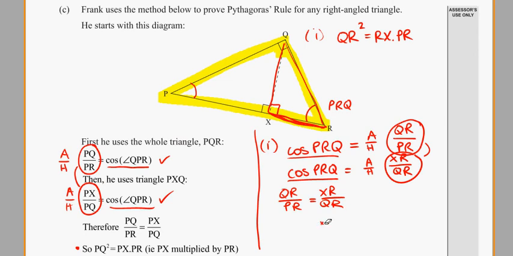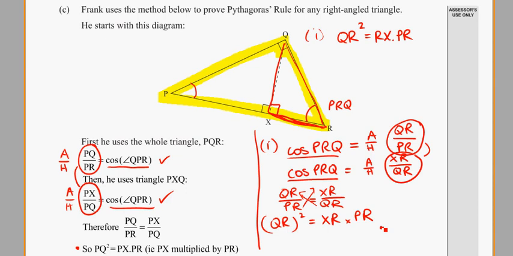And similarly to what we did before, if you have one fraction equaling another fraction, and only if you have this situation with the equal sign in between, you can cross multiply. So I'll get QR, and QR times QR is going to be QR squared, and that's going to equal XR times PR. Now I hope that's what we were looking for, so just check up there. Yes, so we've done it.